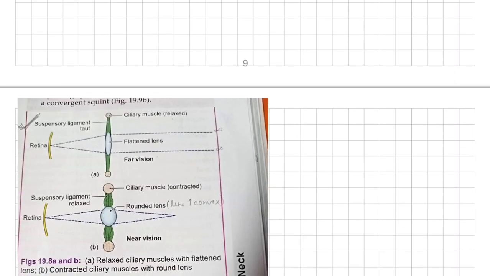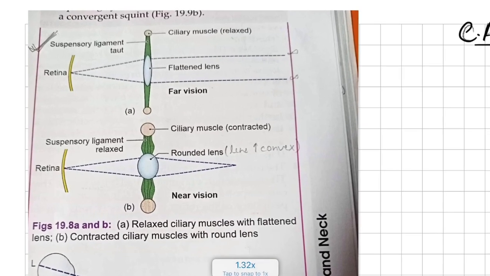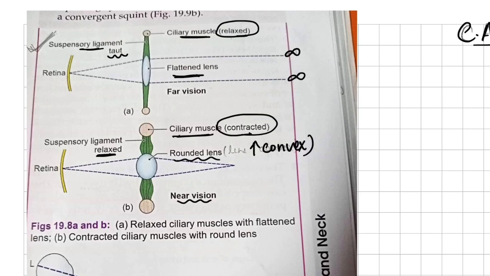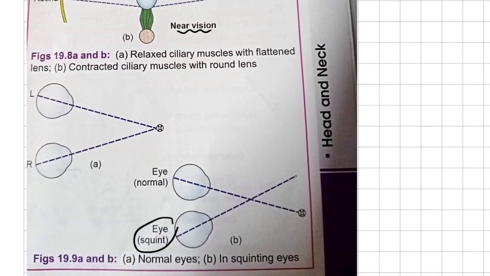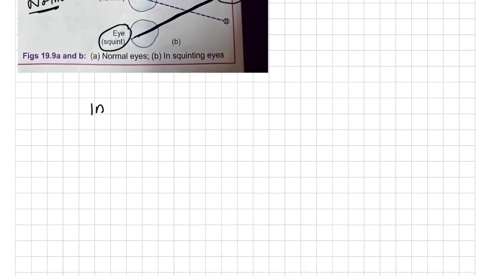Now if we move ahead, we look at the clinical anatomy of certain points. If an object is kept at infinity, at a very far distance, then the ciliary muscles are going to relax, the suspensory ligaments are going to tighten, and the lens is going to flatten. Similarly, if an object is quite close, the ciliary muscles contract, the suspensory ligaments relax, and the lens becomes rounded. When we squint our eyes, we look at a place beside the object, not at the object, due to squinting.